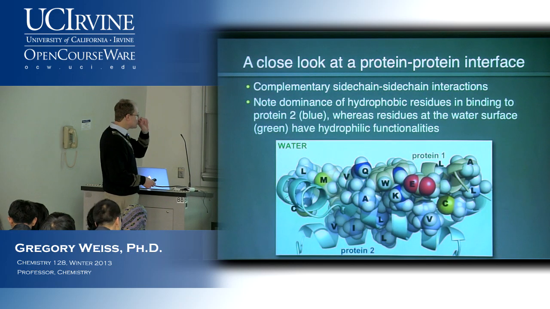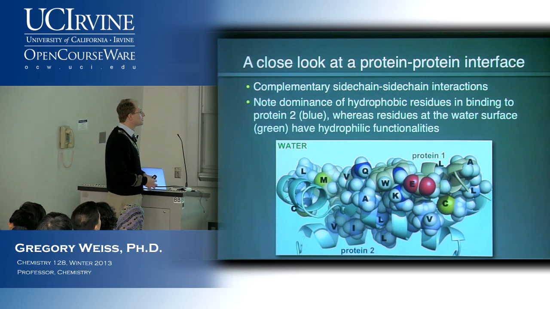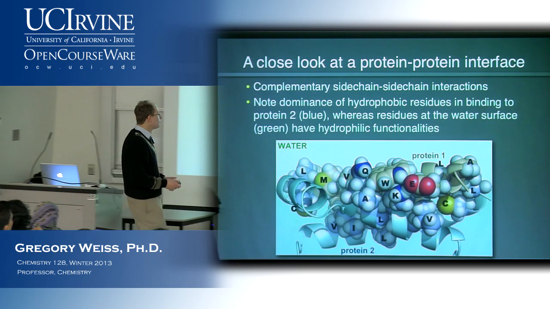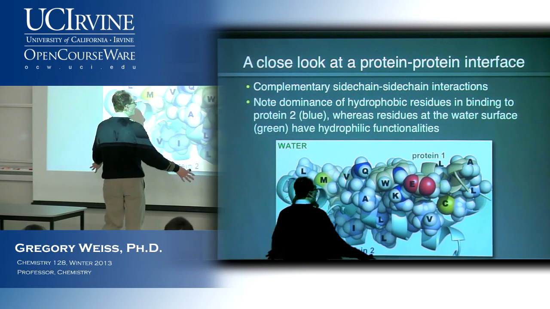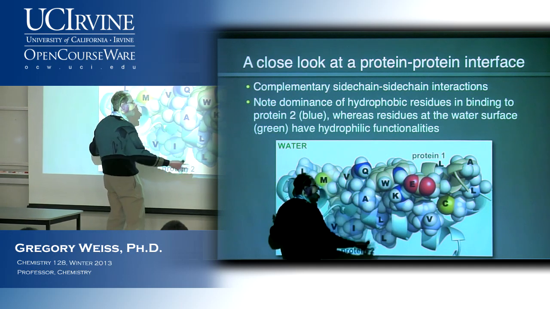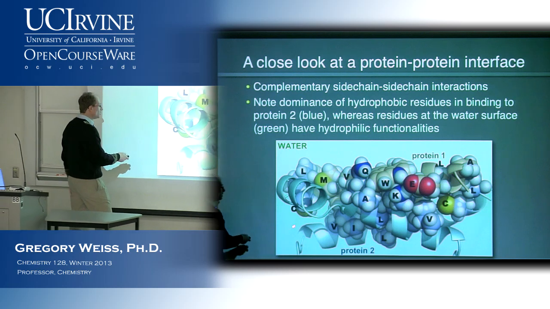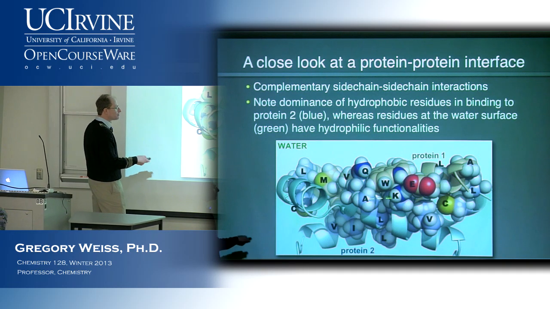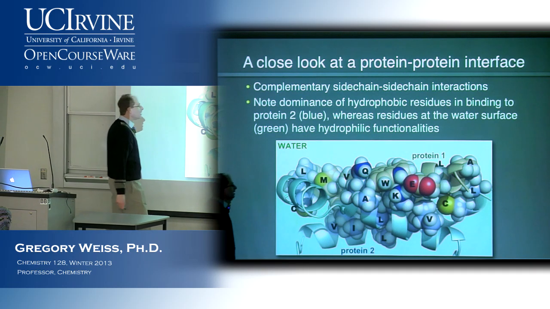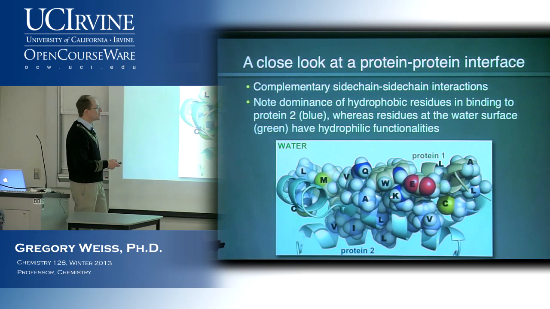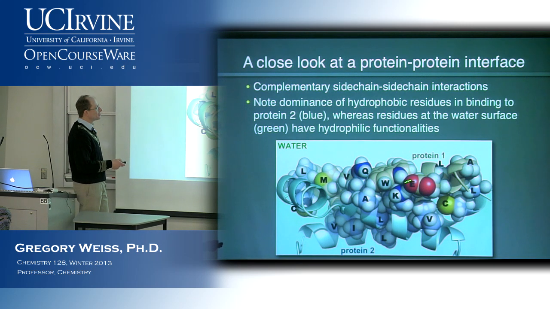Let's take a close look at two proteins binding to each other. What I'm showing you is one half of a protein-protein interaction. At the top, this is protein 1, and in blue down here, this is protein 2. I'm coloring in the atoms according to their identity. So for example, oxygen is colored here in red, nitrogen in blue, and sulfur in yellow.